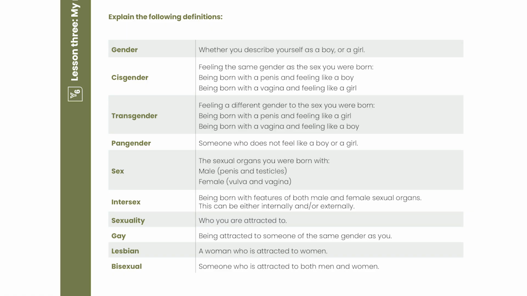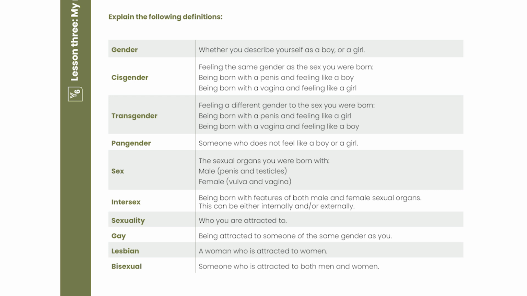So here are the terms. Gender, whether you describe yourself as a girl or a boy. Well, not so long ago that was just biological sex, boy or girl. Now it's a social construct. Cisgender, feeling the same gender as the sex you were born. Being born with a penis and feeling like a boy, being born with a vagina and feeling like a girl. That's cisgender, 7 to 11-year-olds. Transgender, feeling a different gender to the sex you were born. Being born with a penis but feeling like a girl, being born with a vagina and feeling like a boy.